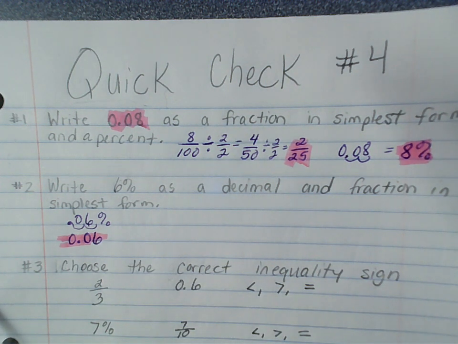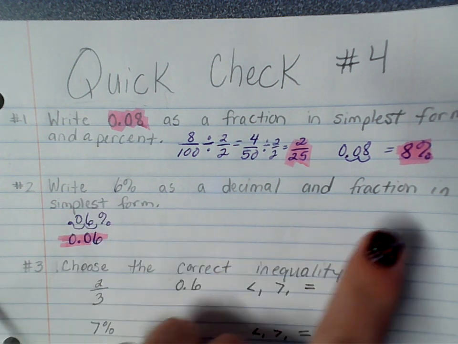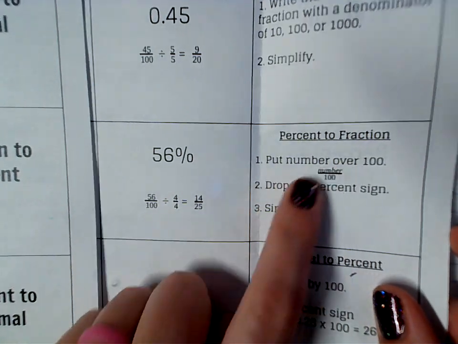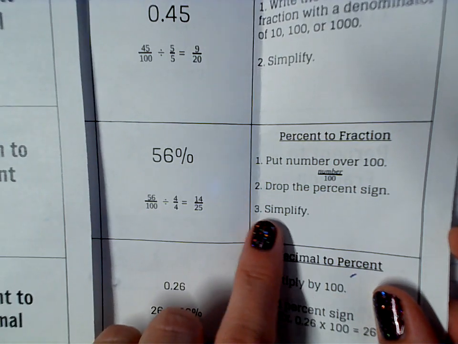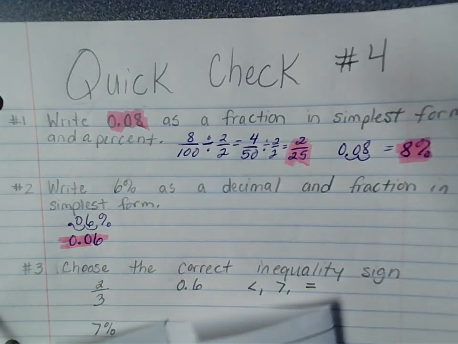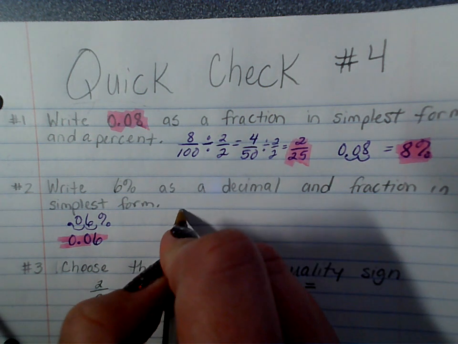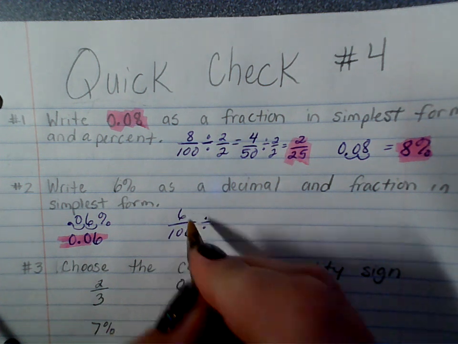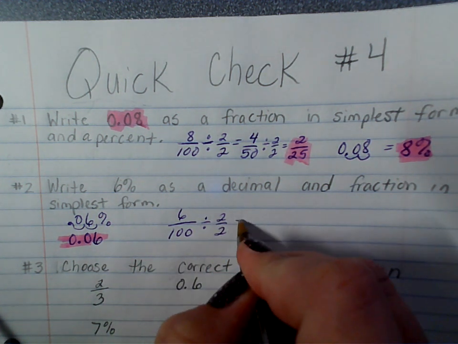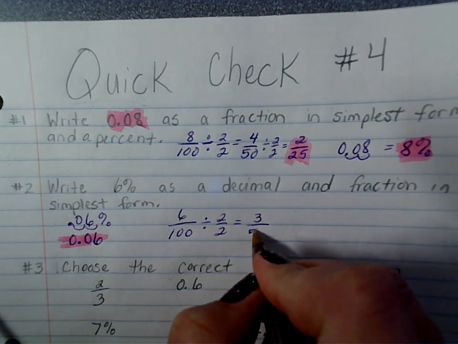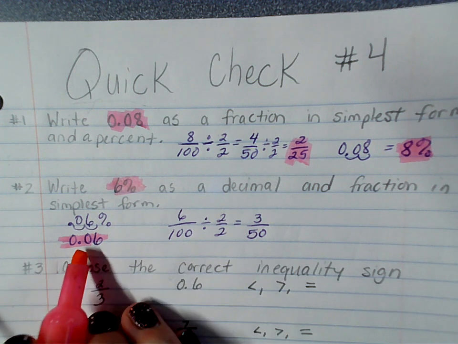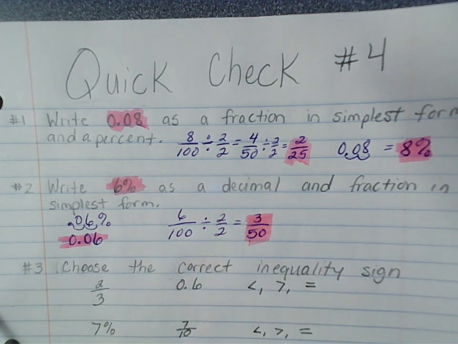So the decimal equivalent to 6% is 6/100ths. And then percent to fraction is put the number over 100, drop the percent sign, and simplify. And there's an example. So this is 6. Put it over 100 because that's how much a percent is out of, and simplify. Again, they're both even, so I'm going to divide by 2. That gives me 3/50ths. So 6% as a decimal is 6/100ths. As a simplified fraction is 3/50ths. So get that written down.